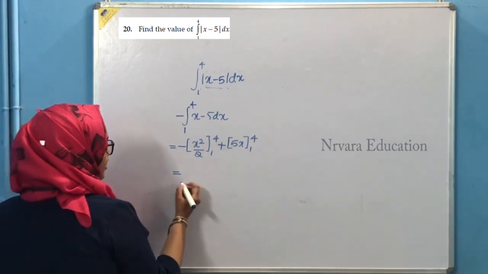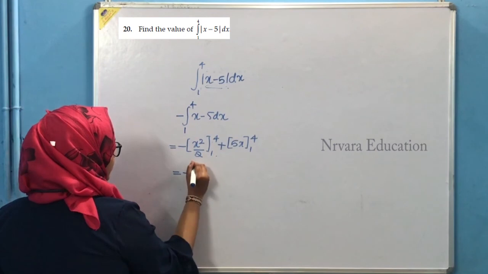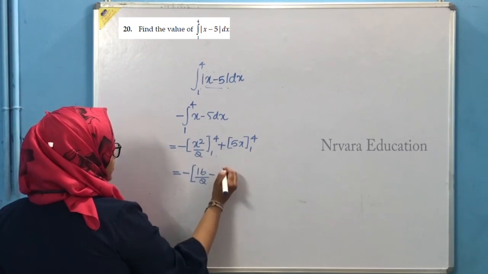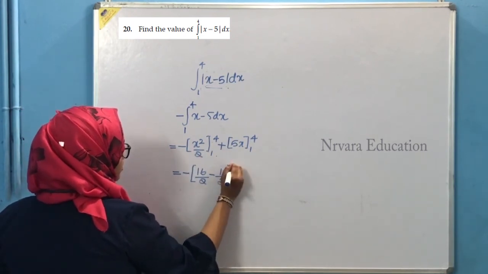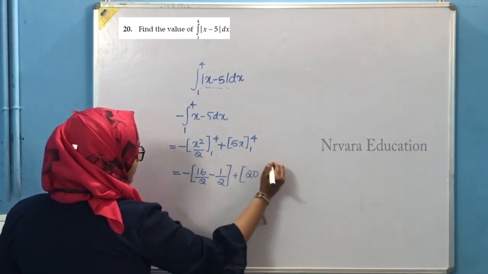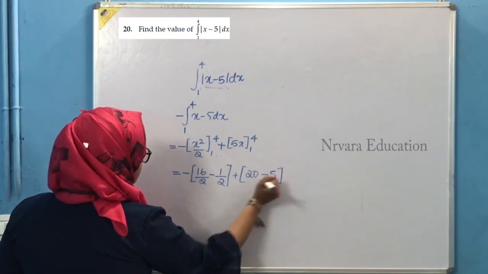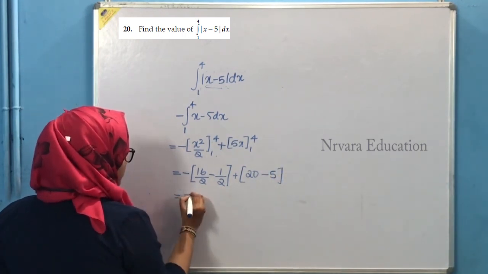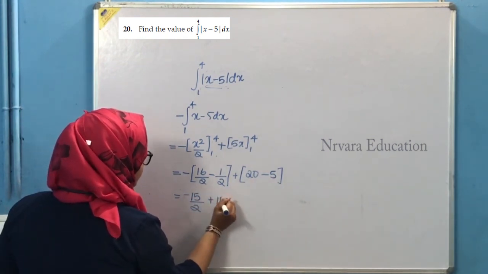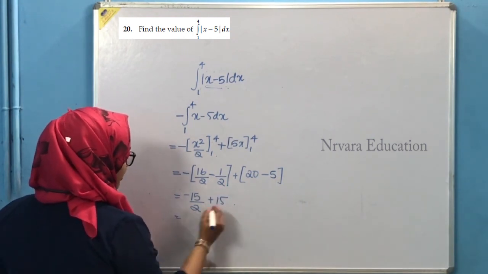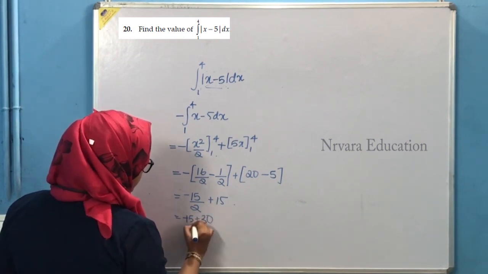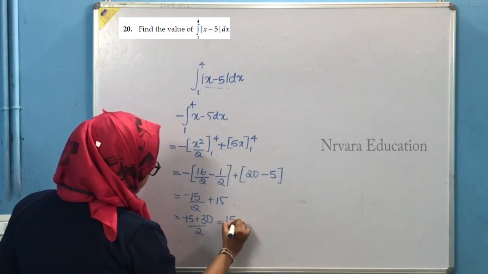Now, we substitute the values, that is upper limit minus lower limit, that is negative of 4 square, that is 16 by 2 minus 1 by 2 plus 5 into 4, that is 20 minus 5. So, we get 16 minus 1 is minus 15 by 2 and 20 minus 5 is plus 15. So, if we take the LCM, we are going to get minus 15 plus 30 by 2, which is going to be 15 by 2.